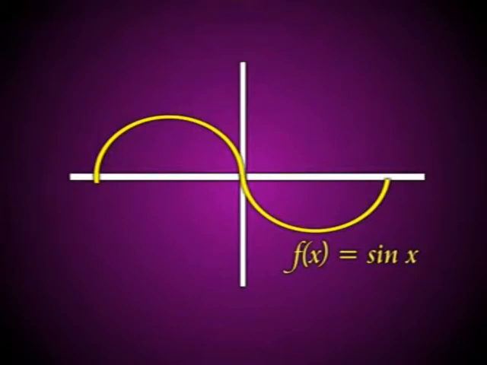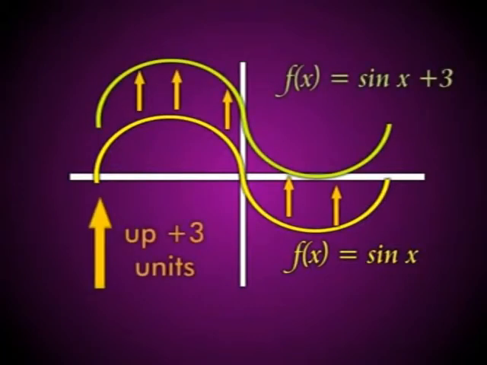f of x is equal to sine of x. That is our original function. If we shift it up 3 units, our new function is going to read f of x is equal to sine x plus 3. Sine x is still our expression. The 3 is the value by which we shifted it up. Let us take a look at what the graph will look like. The original graph looks like this. The new graph, f of x is equal to sine x plus 3, will look like this. All it is is an upward shift of 3 units for every x value.